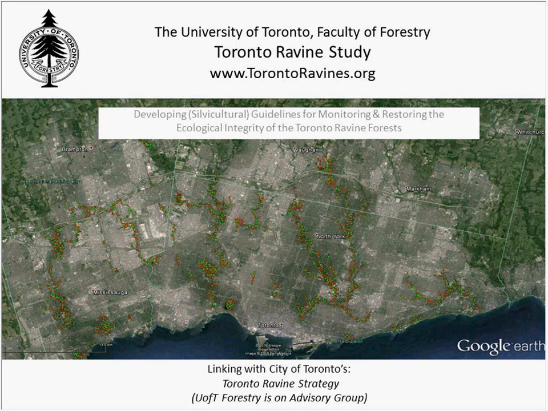This started the Toronto Ravine Study. There's the website there. You can check it out. Here's to lend our expertise to develop silvicultural guidelines for monitoring and restoring the ecological integrity of the Toronto ravines, and hopefully link this in with the Toronto Ravine Strategy. We're on the advisory group. It is a broad advisory group, to balance the interests of a variety of people, so they're still in the process of deciding which way they'll go.